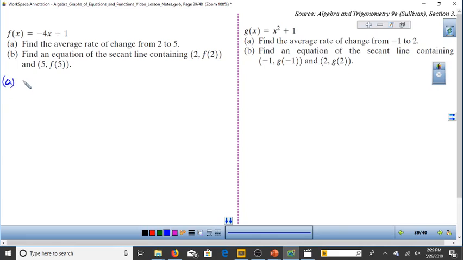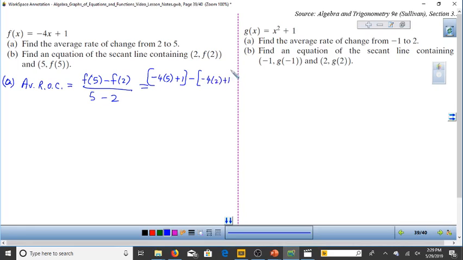The average rate of change is equal to f of 5 minus f of 2 divided by 5 minus 2. Now f of 5 is -4 times 5 plus 1. And f of 2 is -4 times 2 plus 1. So basically, I just plug in the x values. And of course, 5 minus 2 is 3.